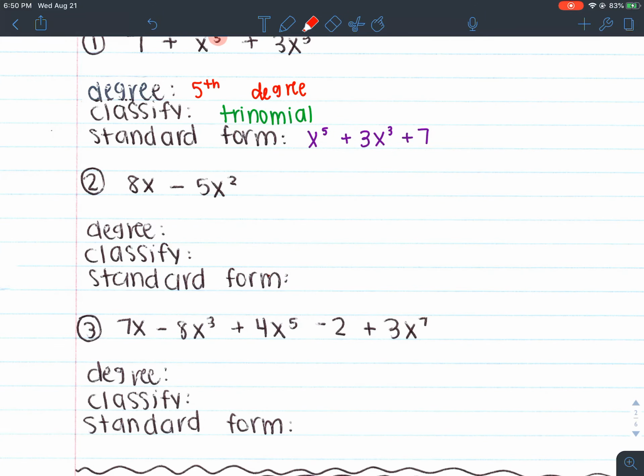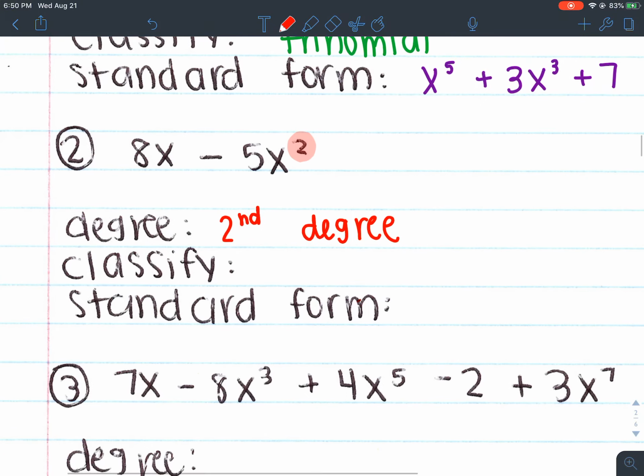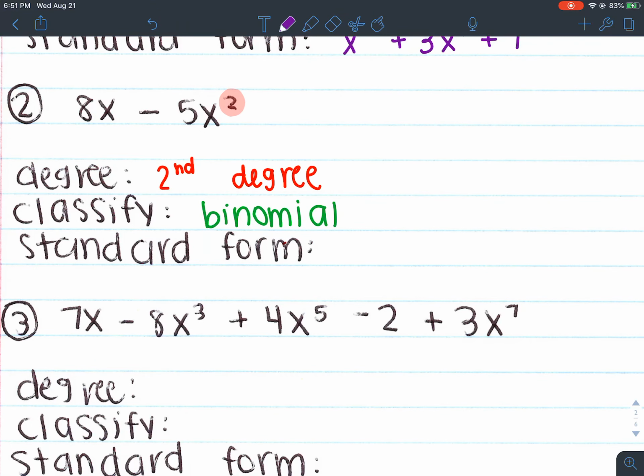All right, so our degree here is going to be, the highest is 2, because the other one is technically 1. So 2 is bigger than 1. So our degree here would be a 2nd degree. The classification here would be a binomial because there are 2 terms. And then standard form of this, well, the highest degree is the 2, so we start off with negative 5x squared plus 8x. So you do want to take the sign that's in front of it with it. So make sure you do that.